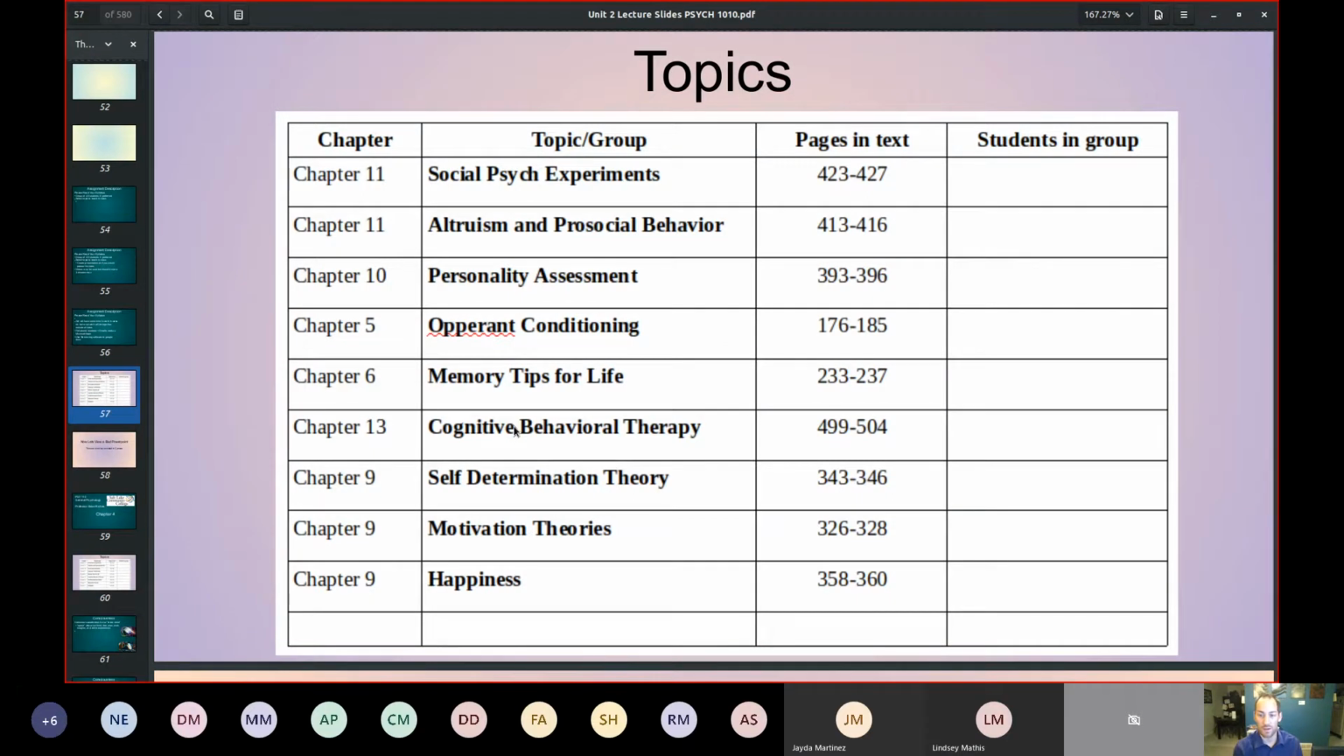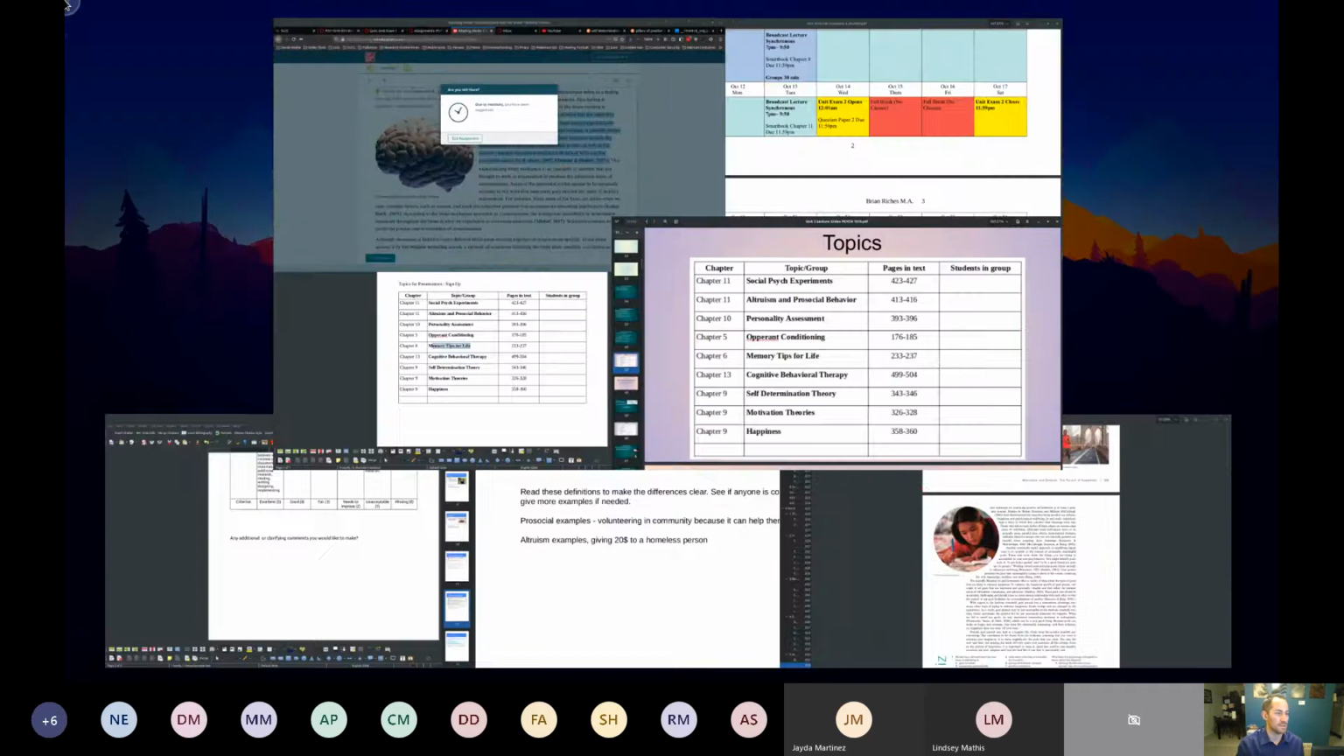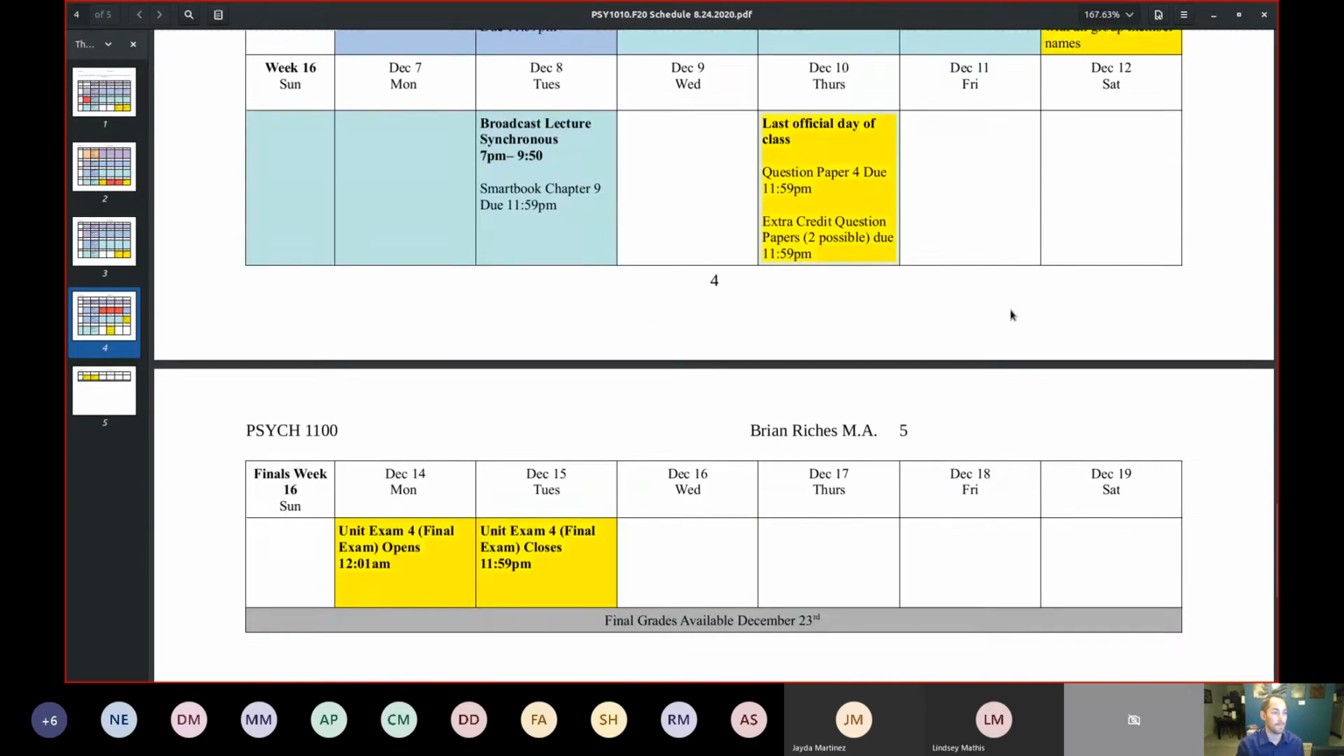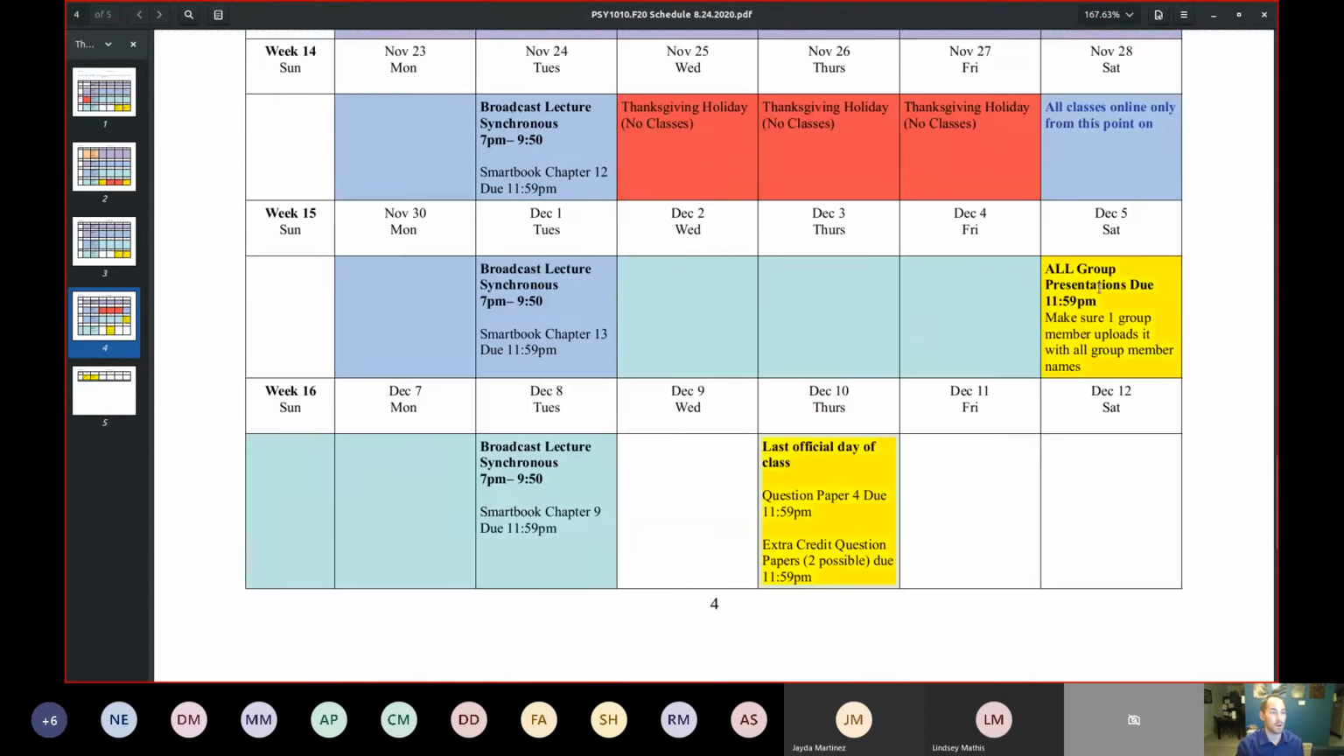So Richard will do any of the last 3, so that's self-determination theory, motivation theories, or happiness. In the past, students who did chapter 11 actually had to get it done really quickly because we had them present during that chapter. Now everybody's presentation is due at the same time when it's a fully online format like this. So choosing one of the last 3 or one of the first 3, all of them are due at the same time. I don't think I even said the due date earlier, but it is in the schedule. The group presentations are all due essentially the Saturday after we're back from our Thanksgiving break.